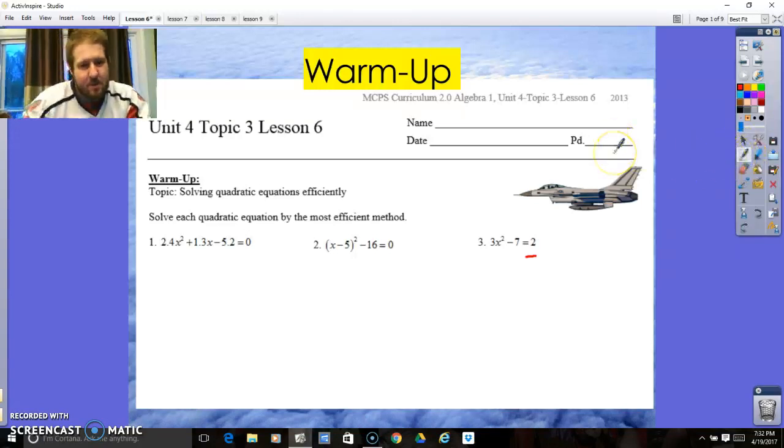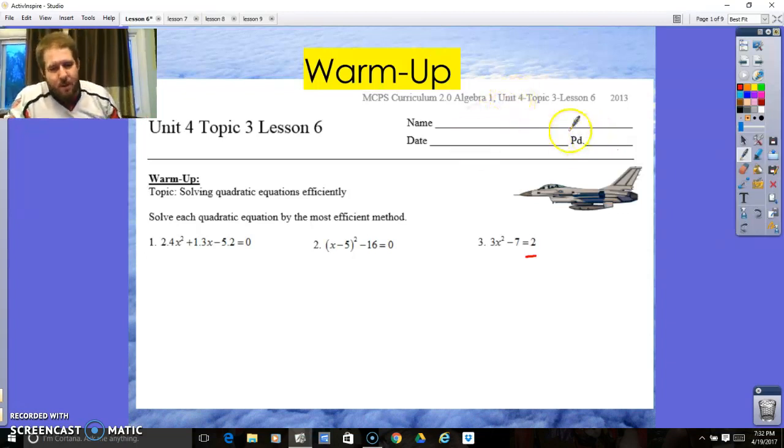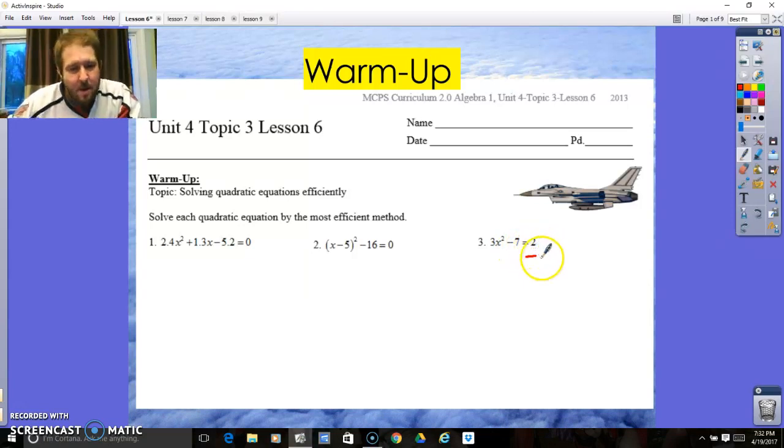Algebra, Unit 4, Topic 3, Lesson number 6. This is solving quadratic equations. And we're going to use those four methods that we've done in the past. I'm going to start off doing question number 3 using the zero product property, which is basically change it to factored form, set it equal to 0, and then anything times 0 is 0.